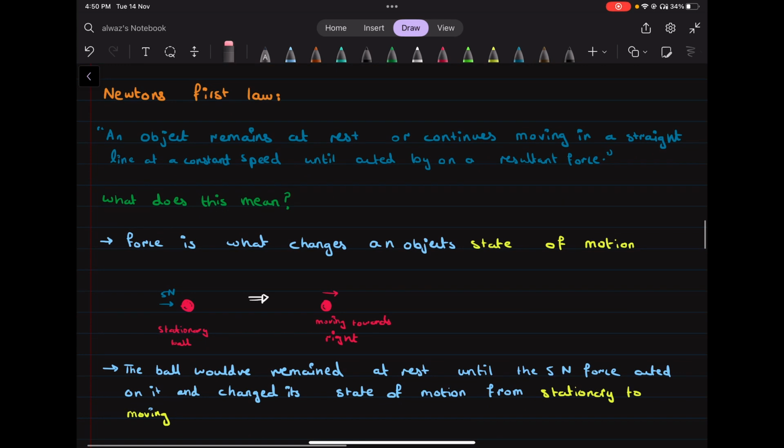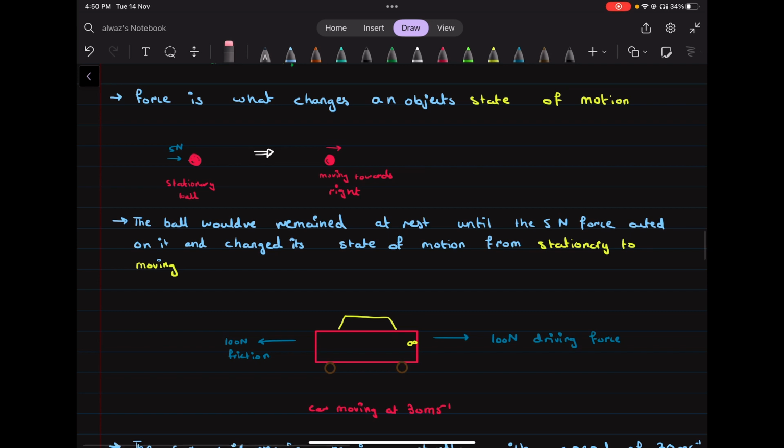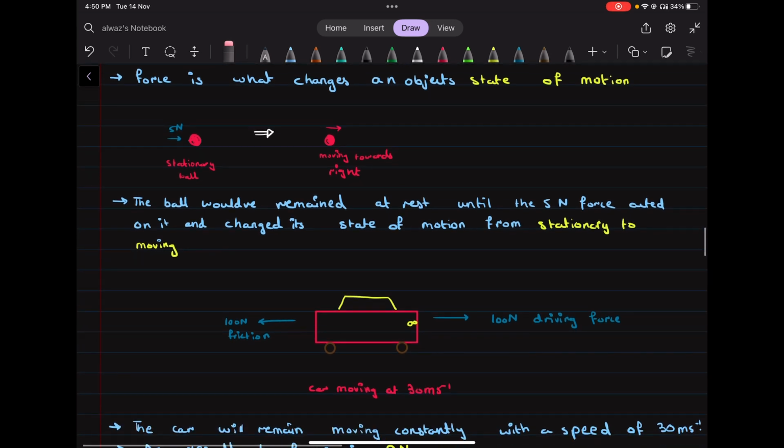So, to put it in simple terms, Newton's first law just states that an object is going to remain in its state of motion unless acted on by some other external force. This is something that I've explained in text here, as we can see. This is very detailed, and I'm going to be sending you guys the notes so you can check it for yourself and look in detail if there's something that confuses you.